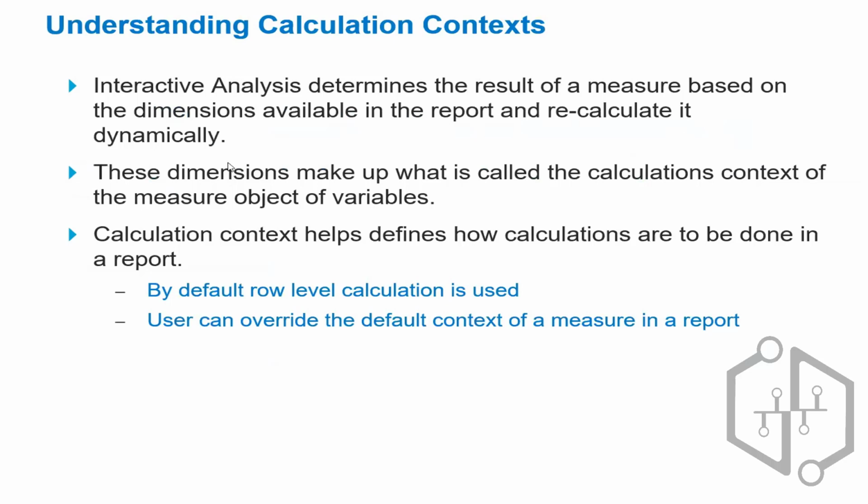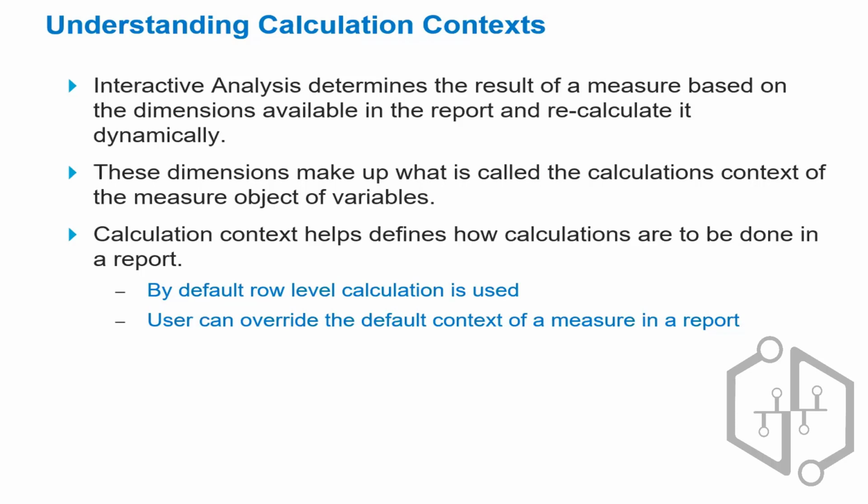and recalculates it dynamically. For example, if we insert year, state, and sales revenue in a table, whatever sales revenue we get in each row is by default calculated according to the objects included in the table. So 2014 Colorado sales revenue means it will aggregate the sales revenue values for Colorado for all the months of 2014. If I include month in the report, it will be distributed according to the month, so we will see month-wise data.